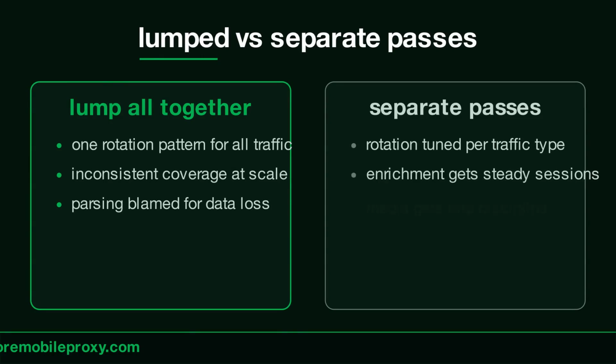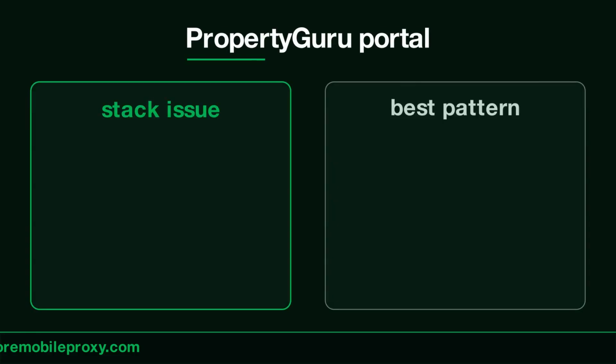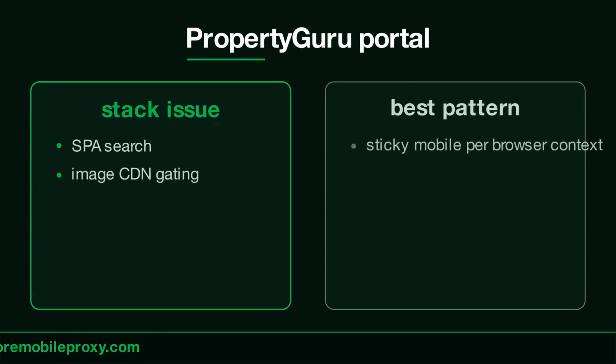It sounds heavier than a single crawler, but it maps to how these portals actually defend themselves. Discovery traffic can tolerate more rotation. Enrichment traffic benefits from a steadier session. Media fetching needs rate discipline more than brute force. Teams that lump all three together get inconsistent coverage and blame the parser.